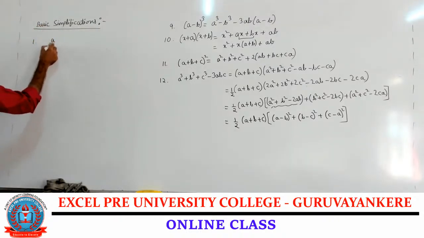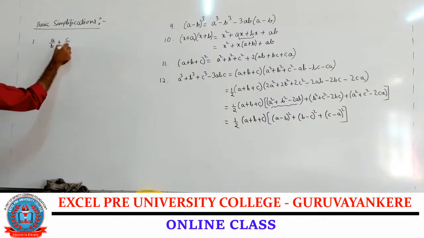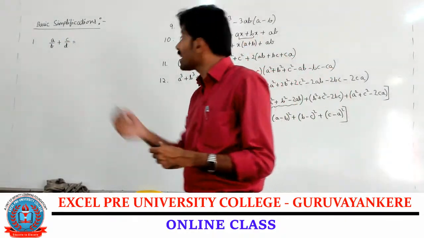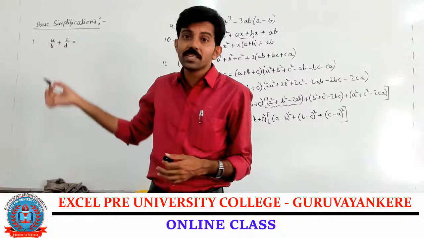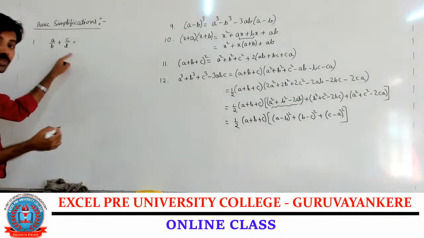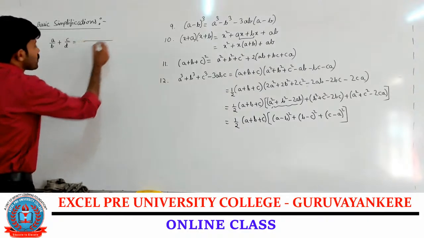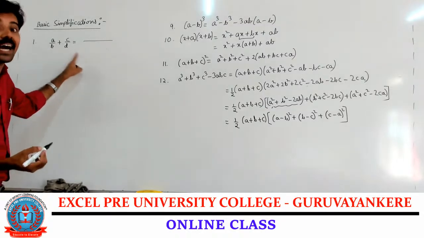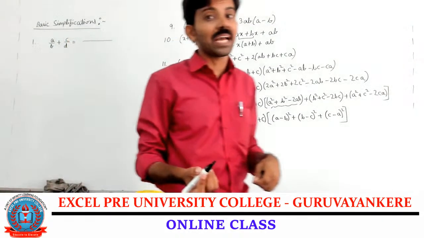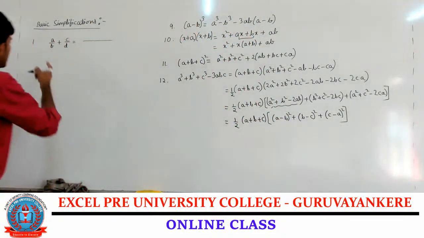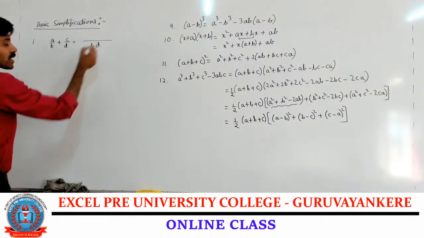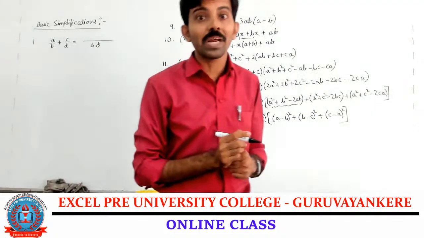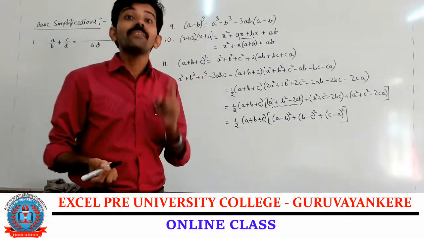First one we have a by b plus c by d. How to add two fractions in general, a by b plus c by d? A by b is a fraction, c by d is another fraction. If two fractions are given to add, first we take the common denominator, that is LCM, the least common multiple. Assuming that b and d are co-prime, means relatively prime, their highest common factor is 1, correct? In that case, this becomes bd. Co-prime means relatively prime. Relatively prime means the highest common factor is 1.